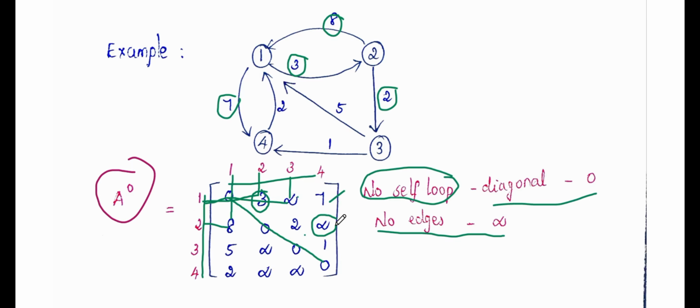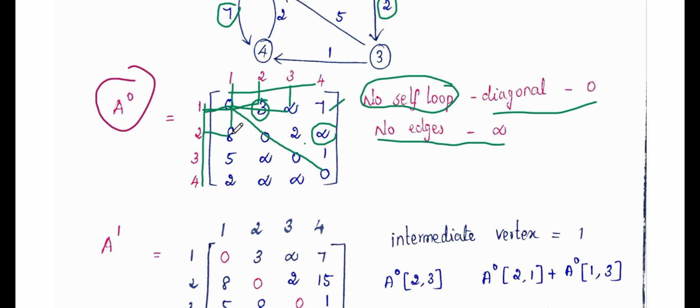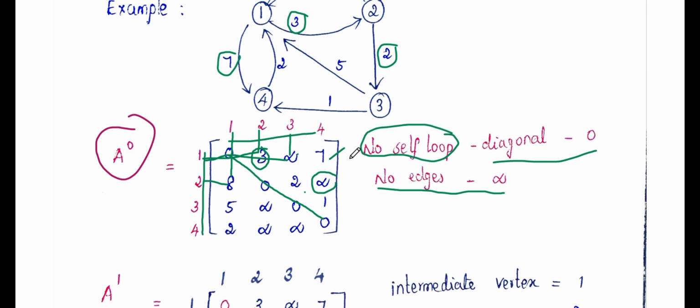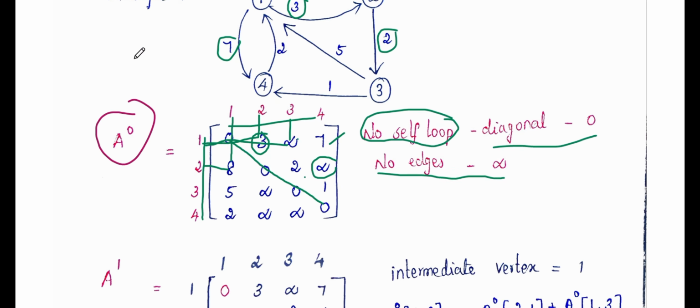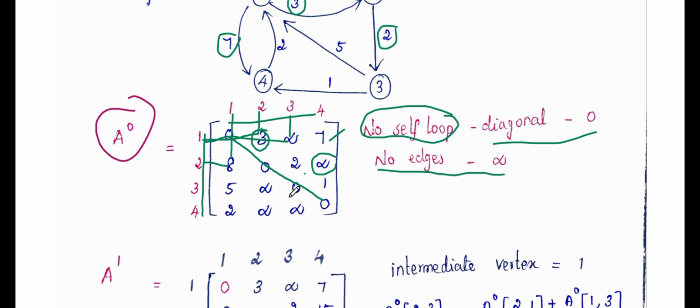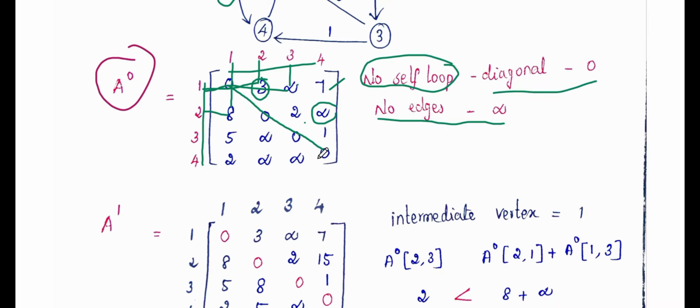Clear? So 2 to 1, that is the edge, 2 to 2, 3 to 1. Likewise you find. Direction is very important. So likewise you fill the matrix. This matrix is called A0. This is the input to further processing.